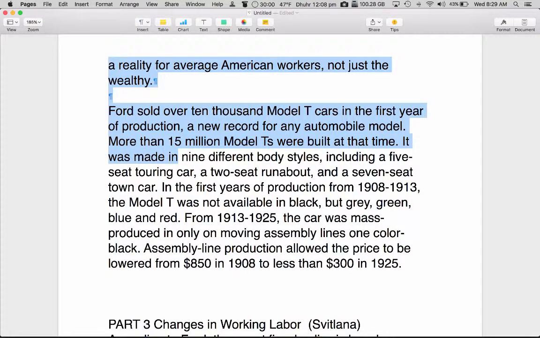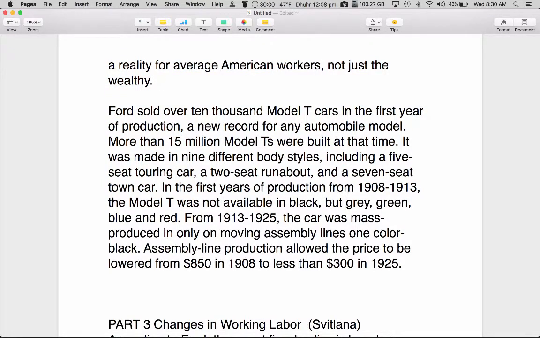It was made in 9 different body styles, including a 5-seat touring car, a 2-seat runabout, and a 7-seat town car. In the first years of production, from 1908 to 1913, the Model T was not available in black, but rather gray, green, red, and blue.